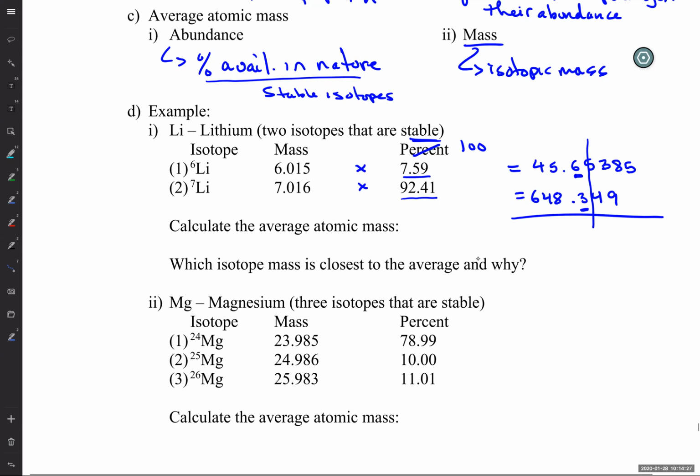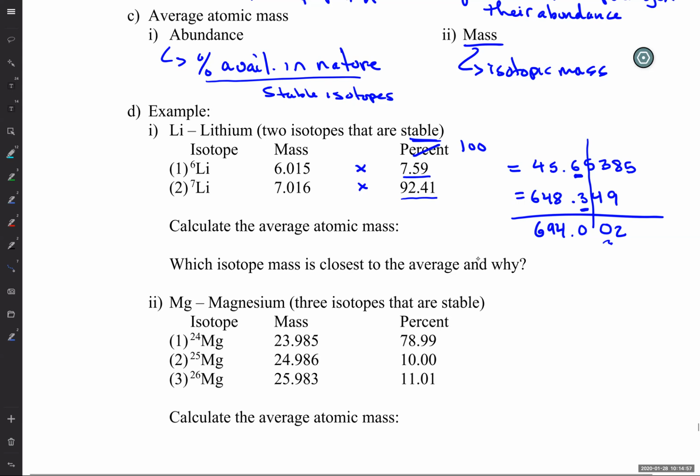It's 694.002, and then it goes on. I really only needed this number here because that's for the rounding purposes. Now, that's the weight of how many atoms though? That's the weight of 100, right? So if you want the average, you just divide by 100.